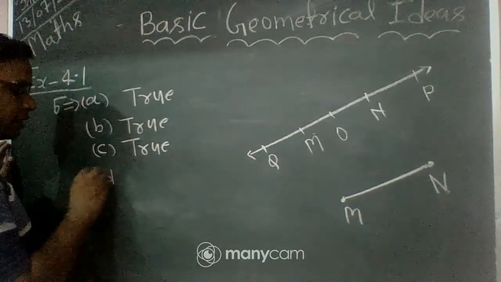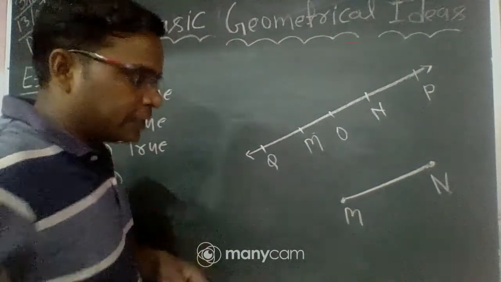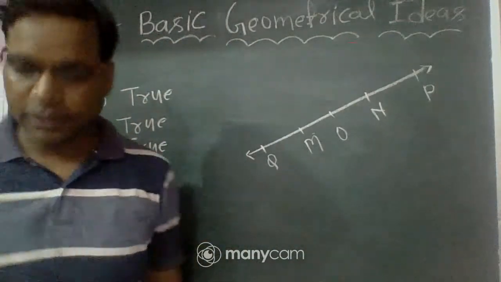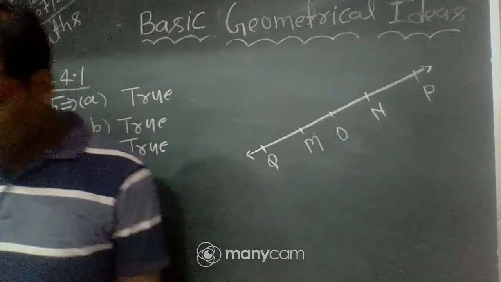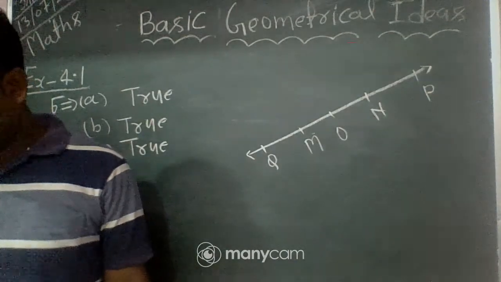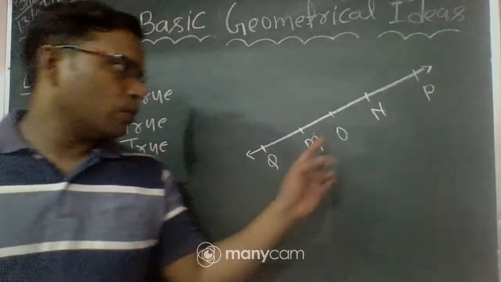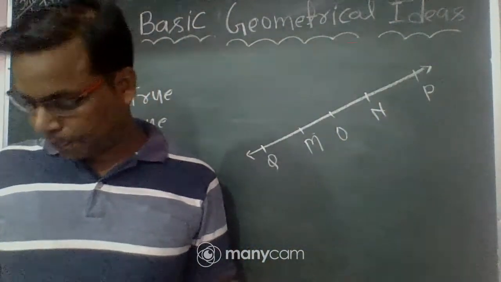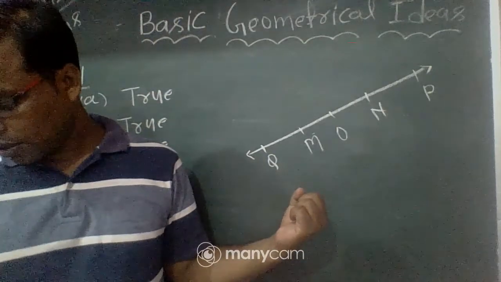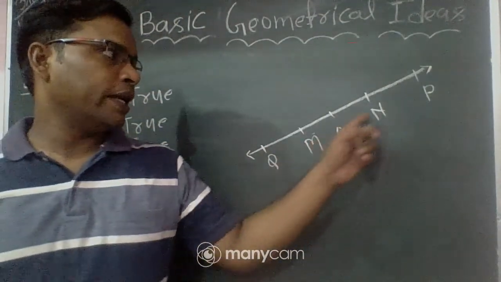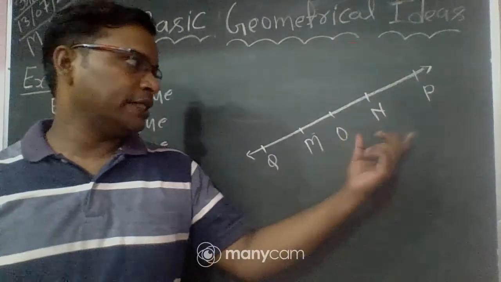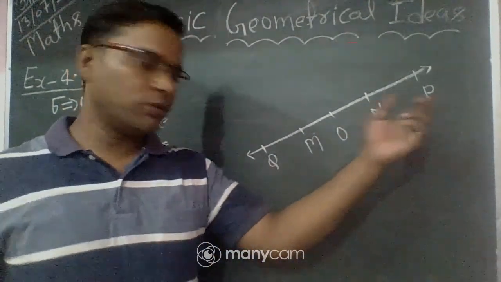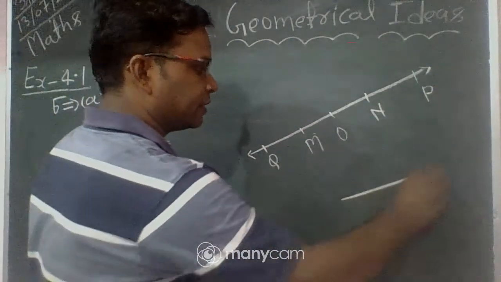Clear? And D part. So what is the D part? Question number 6. The statement of D part is: O and N are endpoints of the line segment OP. Line segment OP, O and P. O and N are endpoints of the line segment OP. So you can see here OP. Okay, if you draw line segment OP like this.